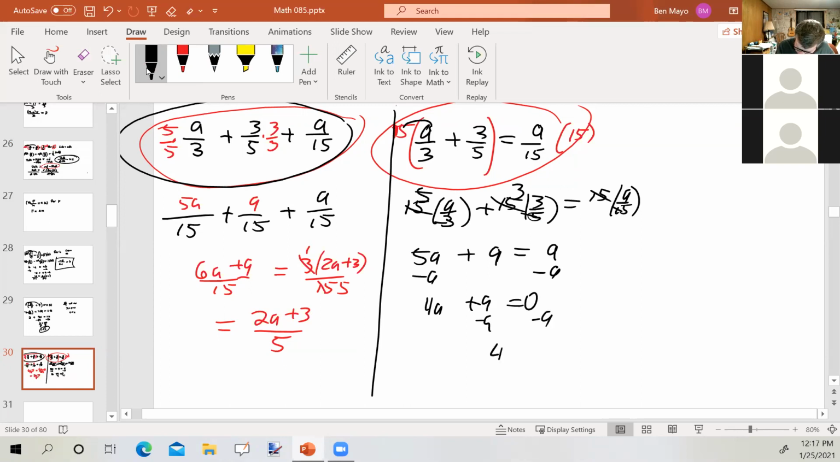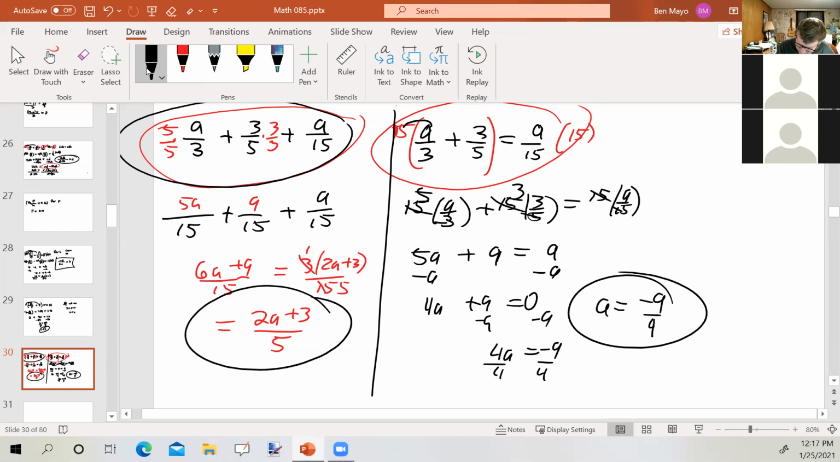Subtract 9 from both sides. 4a equals -9. Divide by 4: a equals -9/4. So very different. Again, I want to emphasize, if you don't have an equation, you can't clear the fractions.